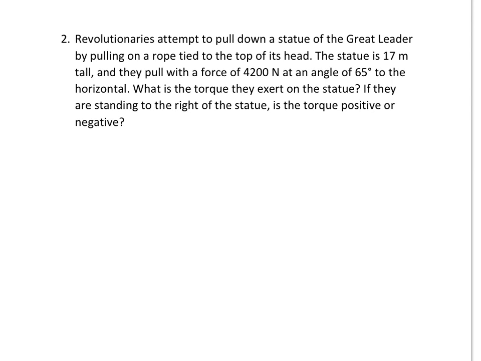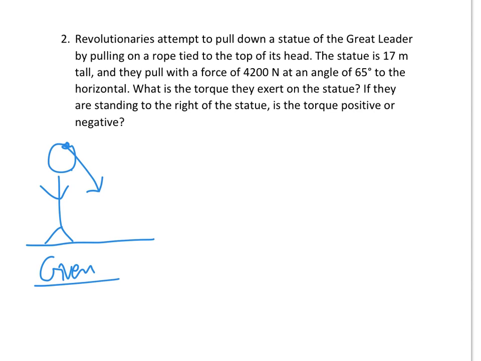So let's draw a picture. Here is our statue on the ground, and then you have the people pulling down the statue from a rope tied to its head. So if I list what we know, and this is at an angle 65 degrees relative to the horizontal. So our given information, the statue is 17 meters tall. We're going to assume that the pivot is down here. If you're pulling from the head of the statue, it's going to rotate this way. So from the head down about this point right here. Okay, so we are given that the radius is 17 meters.